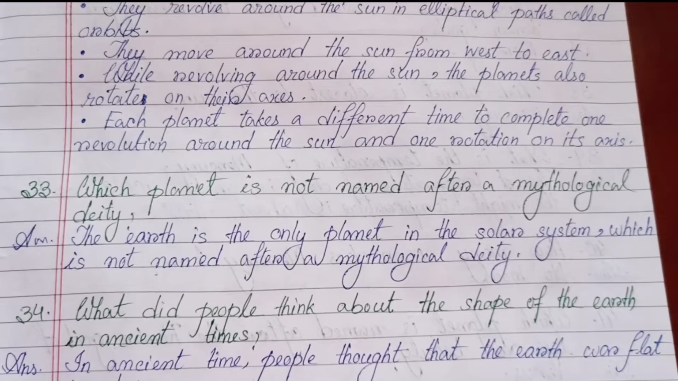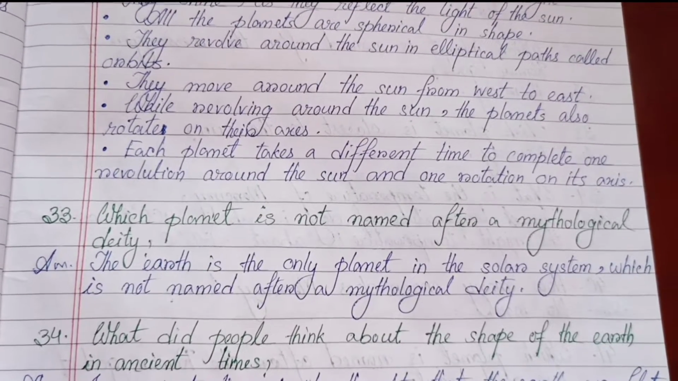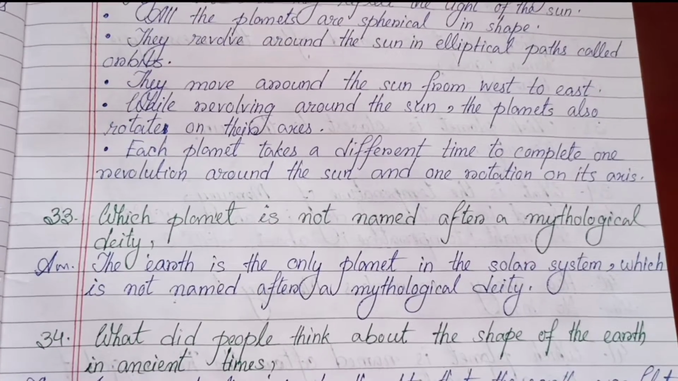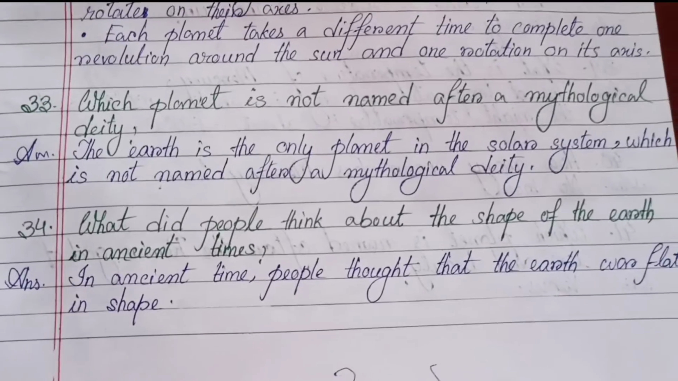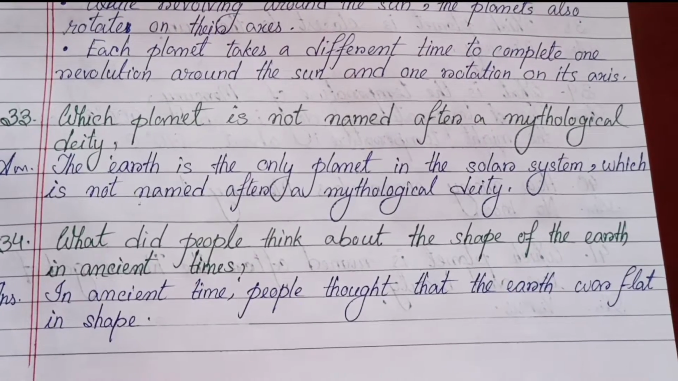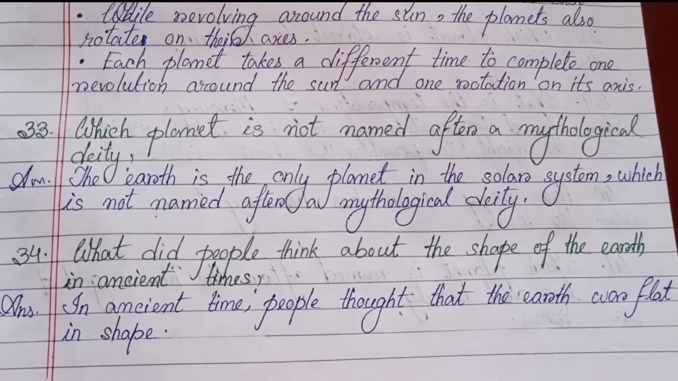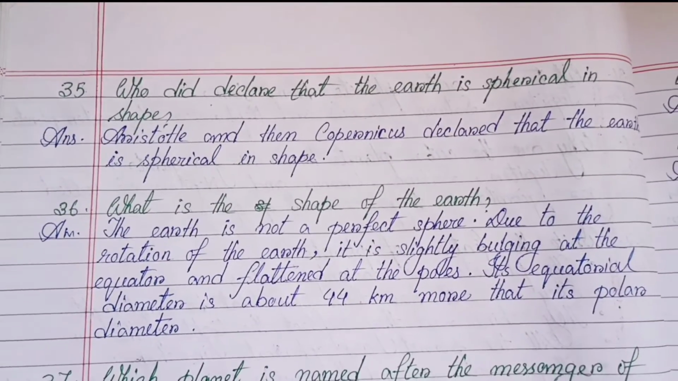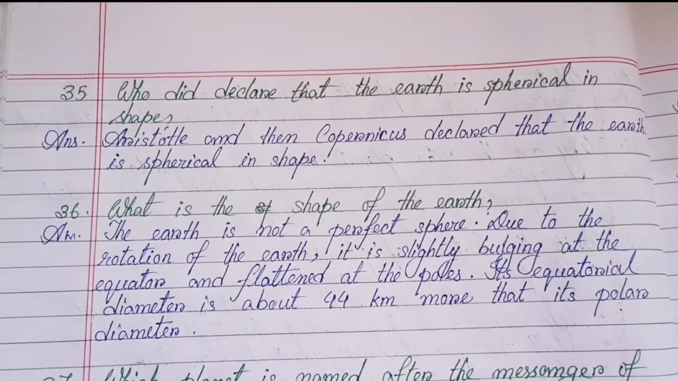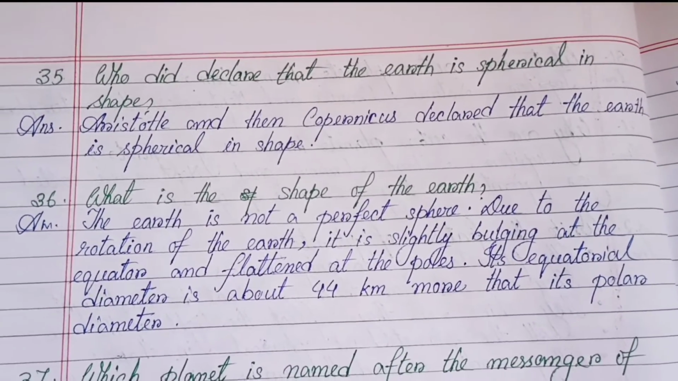Number 33, which planet is not named after a mythological deity? The Earth is the only planet in the solar system which is not named after a mythological deity. Number 34, what did people think about the shape of the earth in ancient times? In ancient times, people thought that the earth was flat in shape. Number 35, who declared that the earth is spherical in shape? Aristotle, and then Copernicus declared that the earth is spherical in shape.